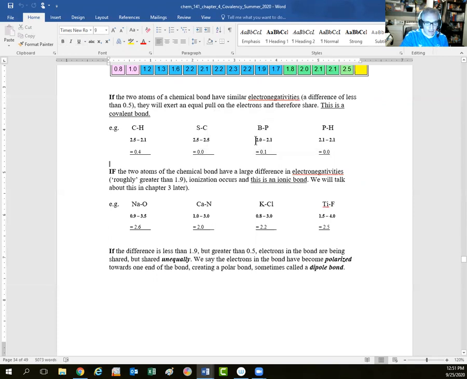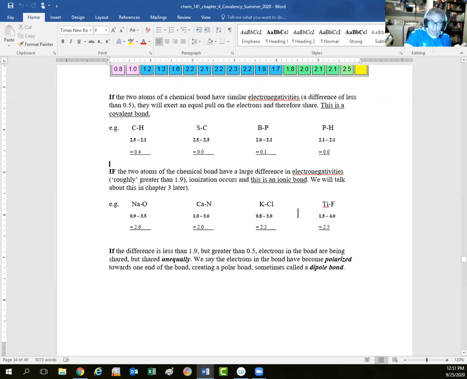Boron to phosphorus, 2.0 to 2.1, so a difference of 0.1. And phosphorus to hydrogen, no difference. So these bonds are truly covalent bonds because the atoms are evenly matched in their ability to attract electrons. They are sharing those electrons.